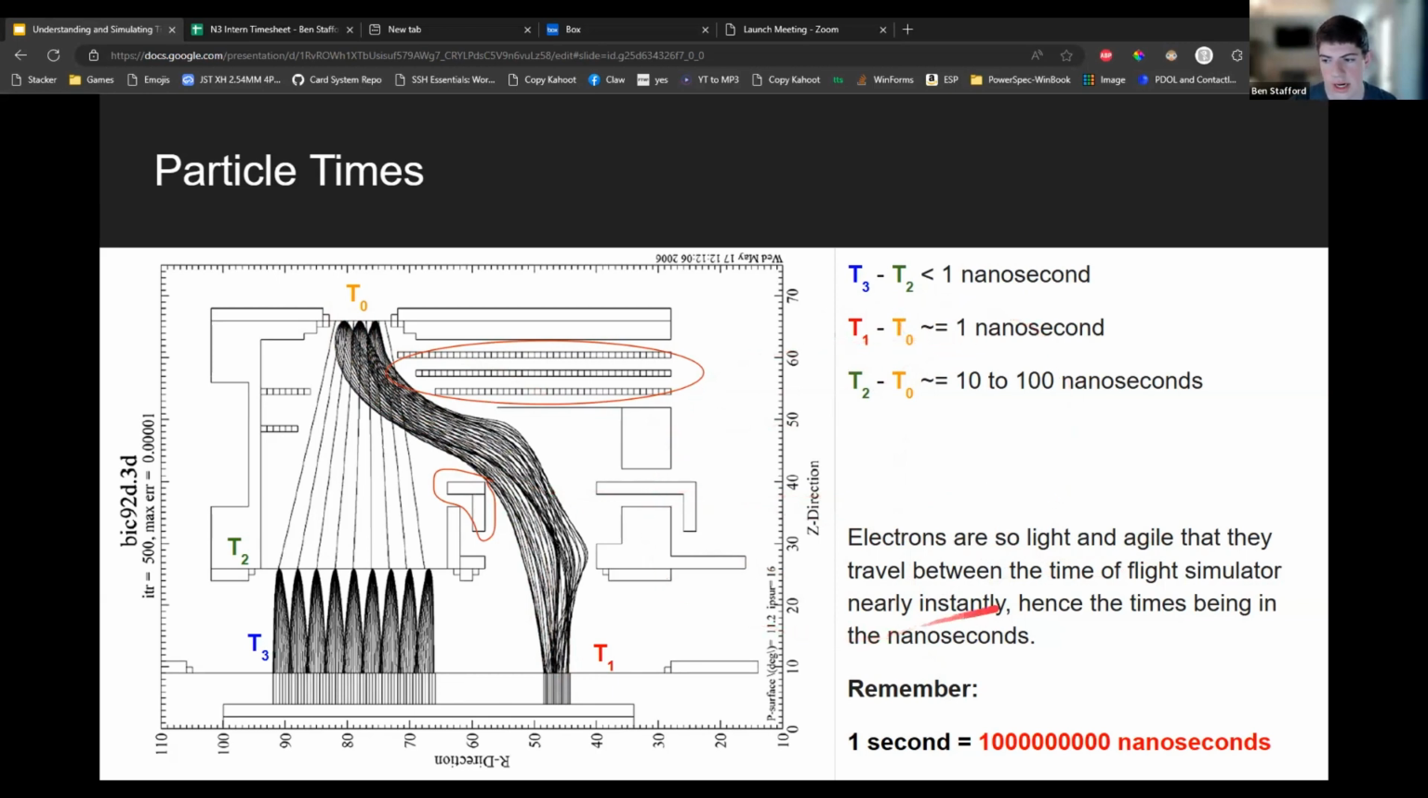The neutrals are not as agile, so they take a little bit longer to flow between these 2 points, T2 and T0. So 10 to 100 nanoseconds. So it's a little bit longer, but still, again, this is like a millionth of a second. It's very, very fast.